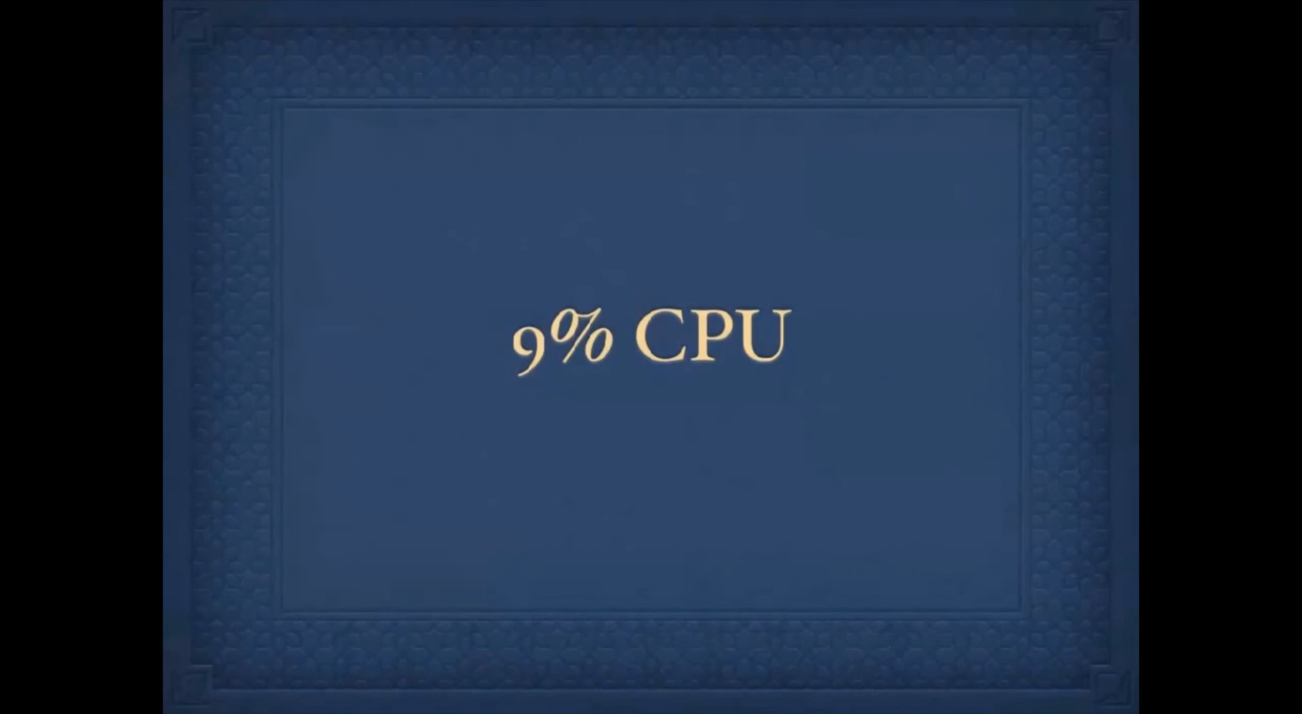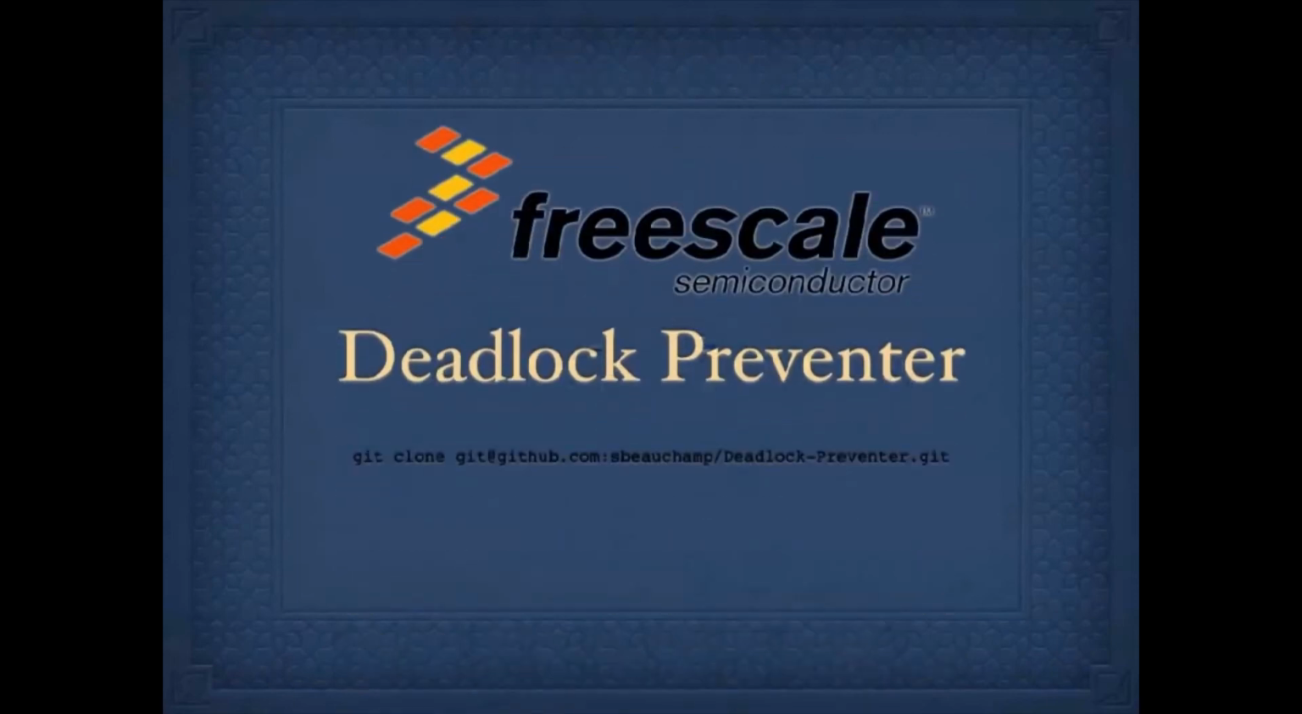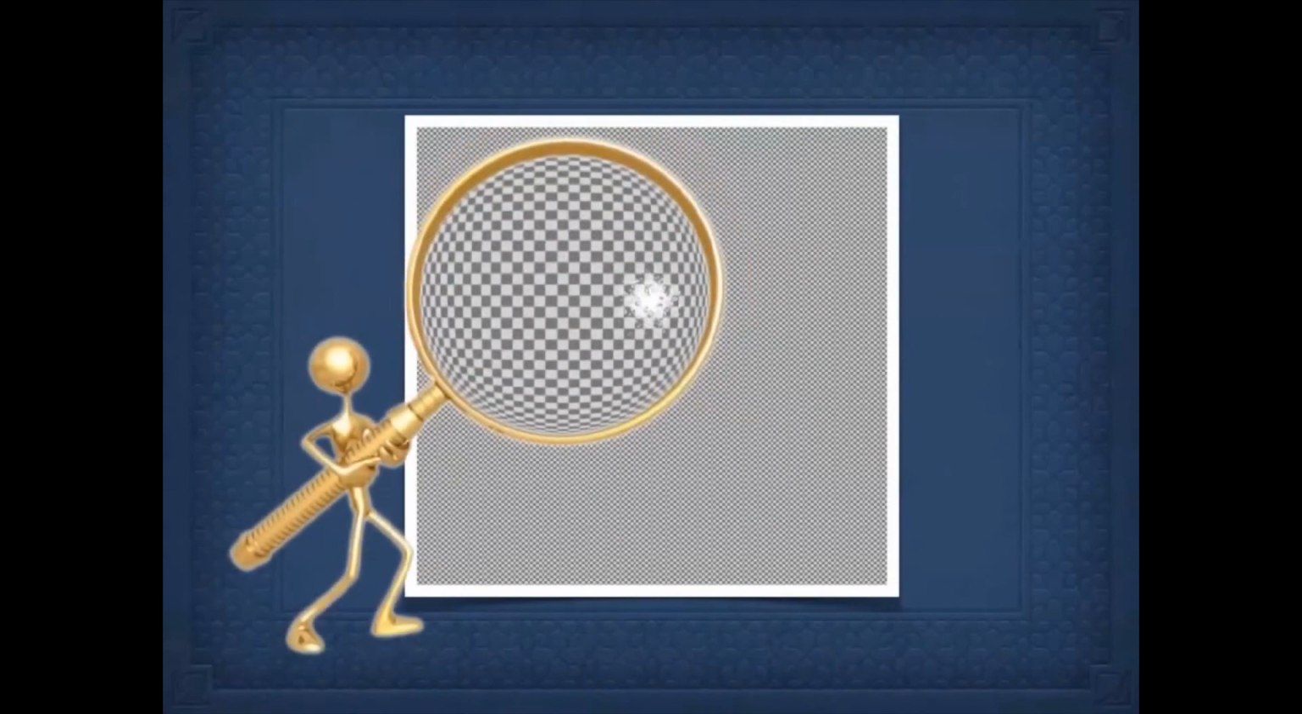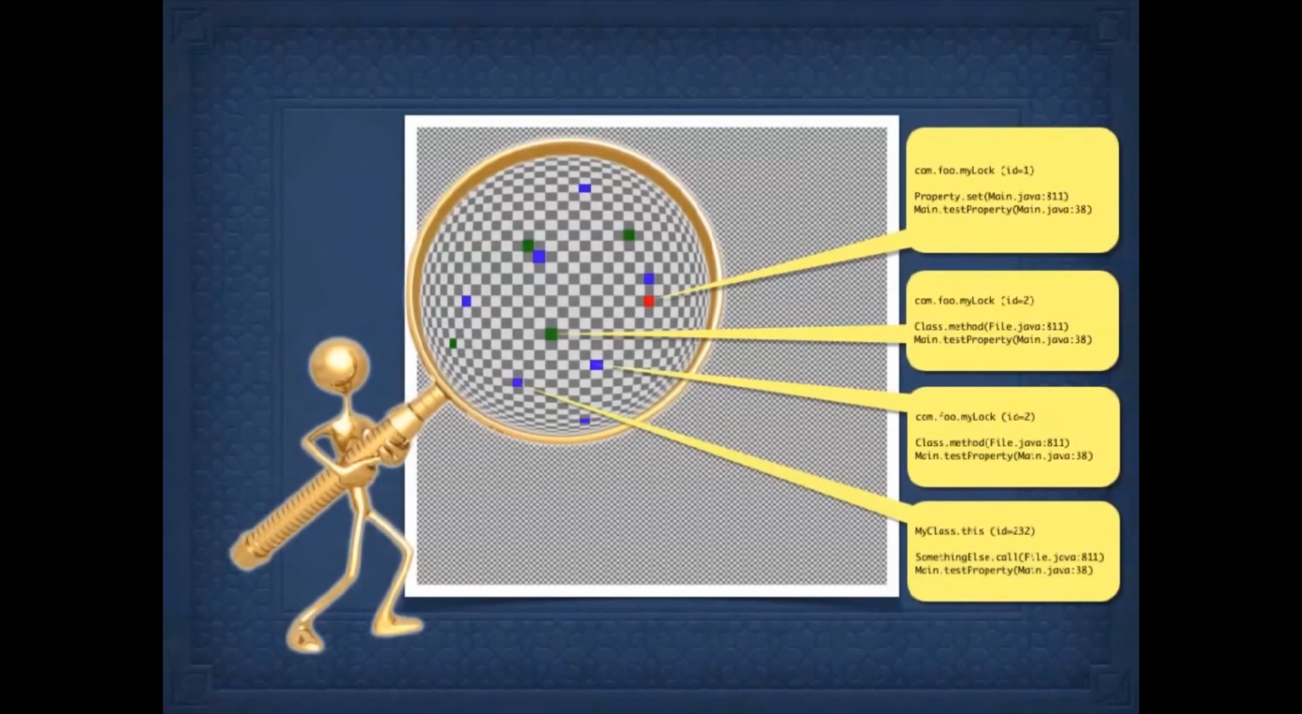Here's where the Deadlock Preventer, a free tool released by Freescale Semiconductor under the EPL on GitHub, can help. Using that tool enables us to get information on those 27,000 locks. We can look at a random lock and get to know which ones are its followers and precedents, along with their stack traces and thread IDs in which the relation was created.